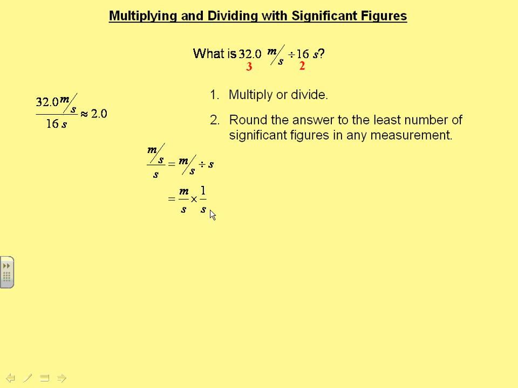And now we can see what the units will be. Meters times 1 would be meters. Seconds times seconds would be seconds squared. So this is a meter per second squared. And this only shows up when we get this combination and we have a division, and not a multiplication. That's going to cancel differently. But in this case, we get units of meters per second squared. So there is our answer using our new rules for multiplying and dividing with significant figures.